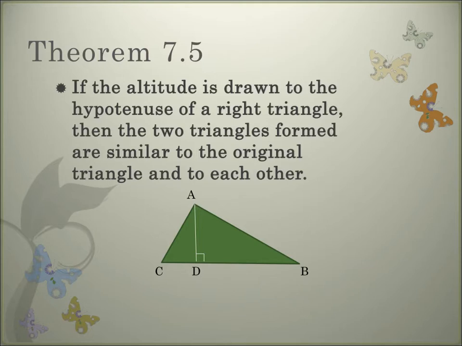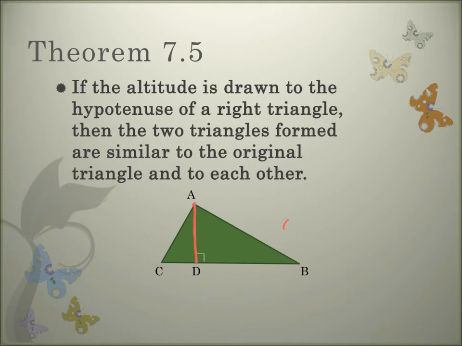I realize you guys have blanks to fill in. If the altitude, remember the altitude goes from a vertex to the opposite side and it makes a right angle. So it's kind of like the height of the ceiling. It goes from floor to ceiling. If the altitude is drawn to the hypotenuse of a right triangle, this has to be in a right triangle. Notice here, this is the altitude.